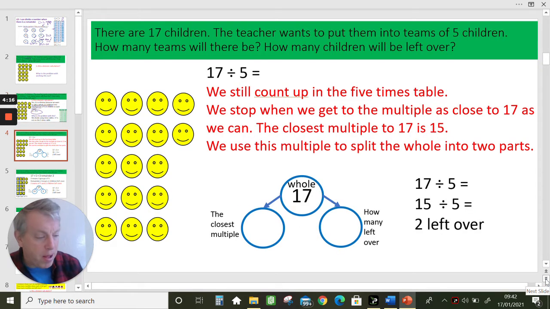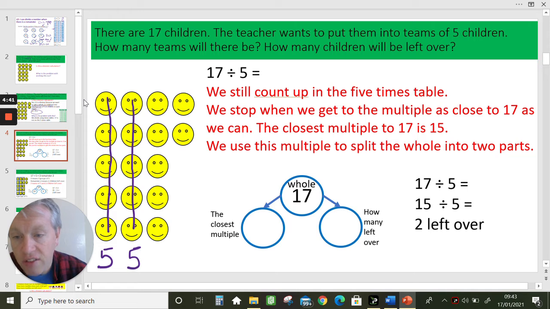Well, let's think about it. I'll try and draw it. Imagine we start with our 17 children. We've got to put them into groups of 5. So I make my first group, and that's 5, that makes one group, one team. Then I put the next 5 children into a team. That's another team, that's another 5. And I can make another team of 5. Oh, but 2 children left over. So 5 and another 5 and another 5.